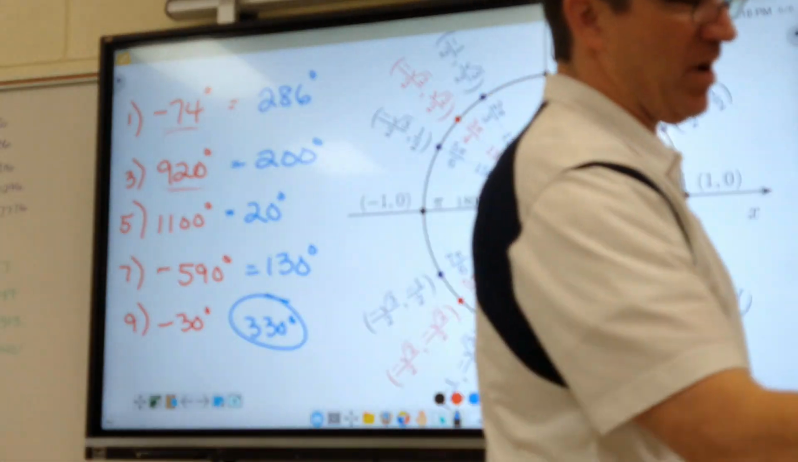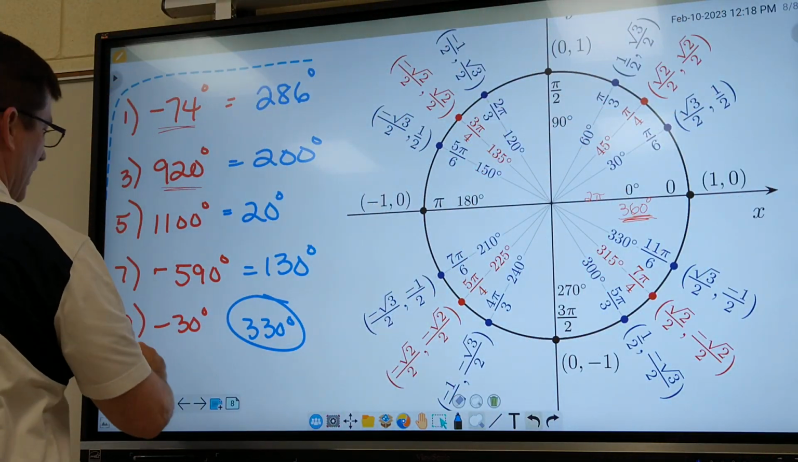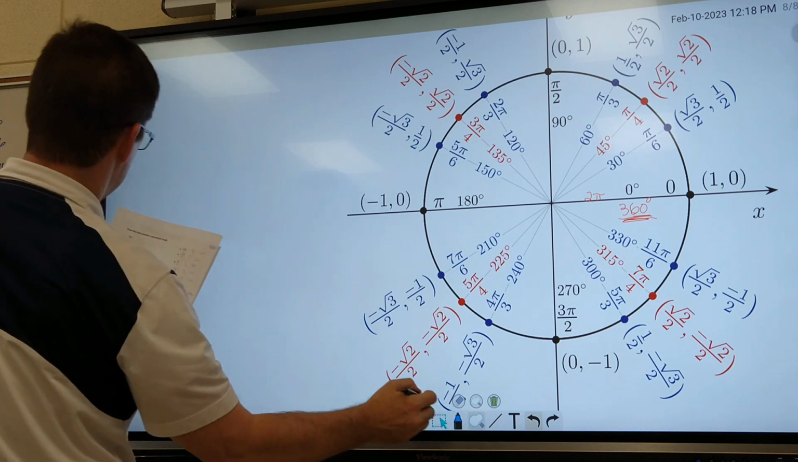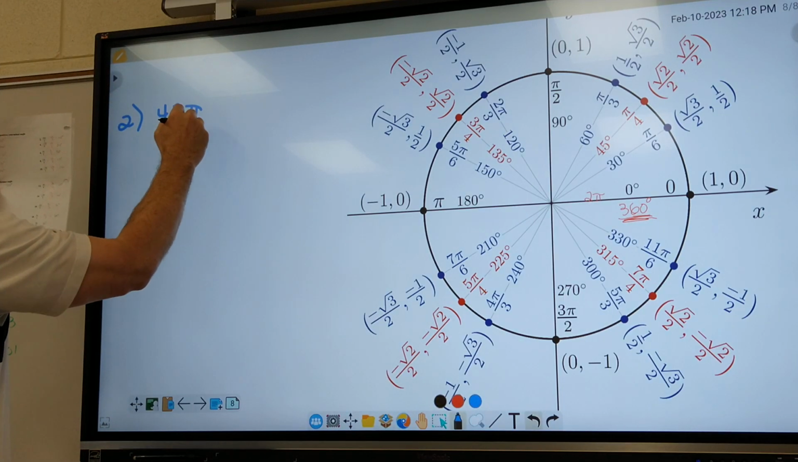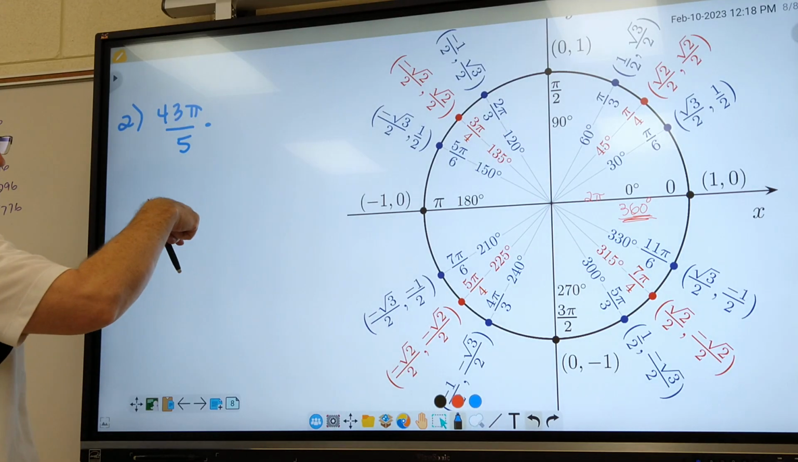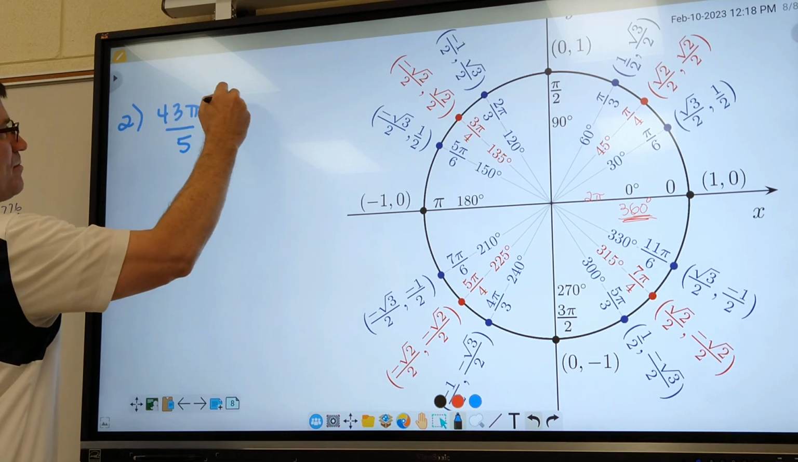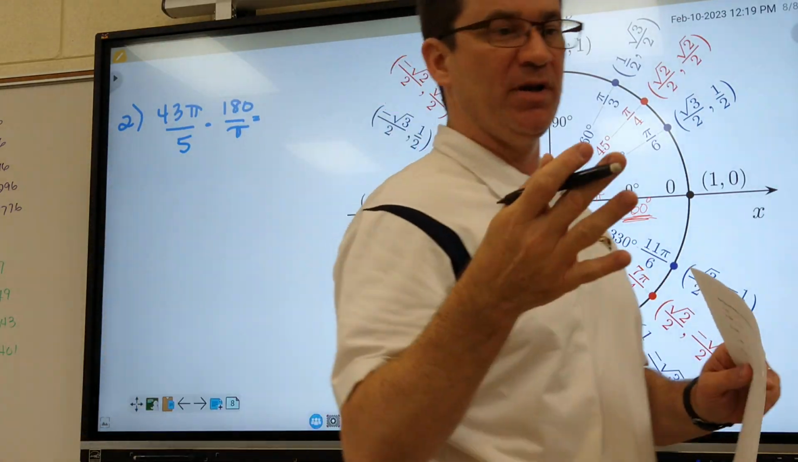What's the right column? Right column's asking basically the same thing, but you have an extra step. So let's go to number 2. It says 43 pi over 5. What do y'all think the first thing we got to do is? Get it back and make it a degree. So we got to multiply by 180 over pi first, and let's make it a regular degree number.